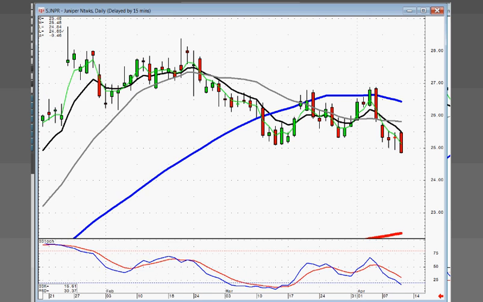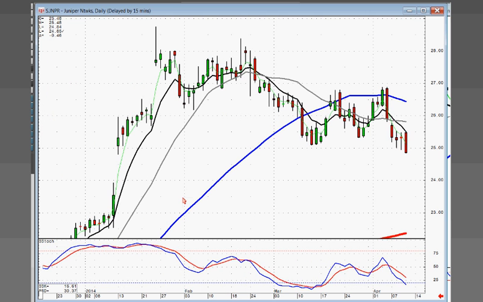Can you zoom out so you can see more of the chart? I mean, like that?